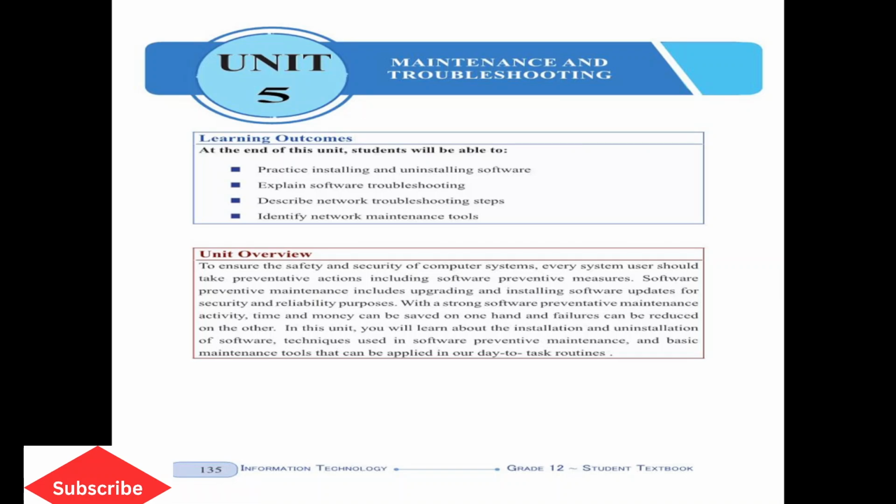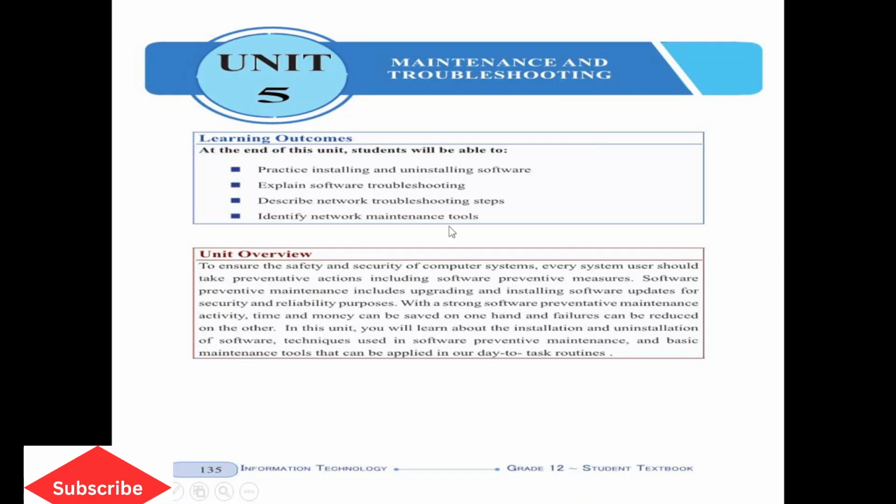With a strong software preventive maintenance activity, time and money can be saved and future errors can be avoided. The objective here is also that minor problems can be solved by students. This is a continuation of your previous grade 11 lesson. For instance, if your mouse is inactive or your keyboard is off, you have to check the cable first. Minor problems need not be taken to the maintenance rooms; you have to check and solve them.